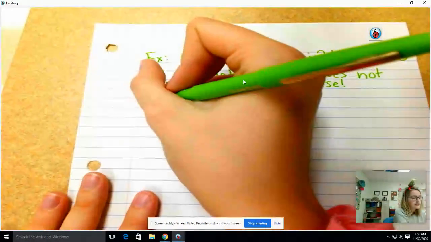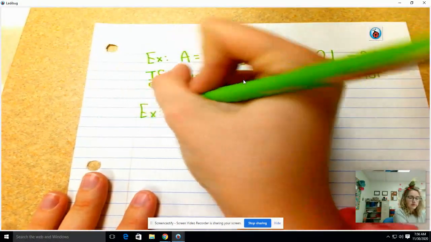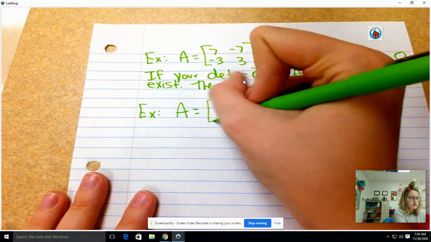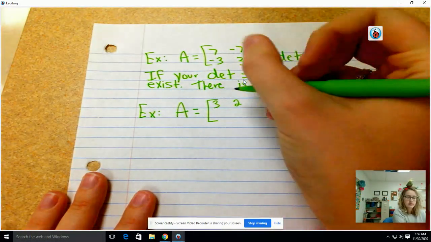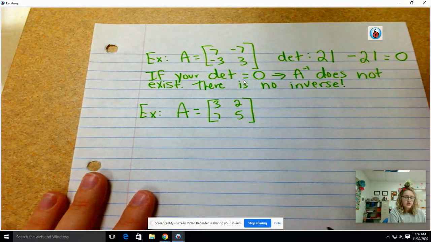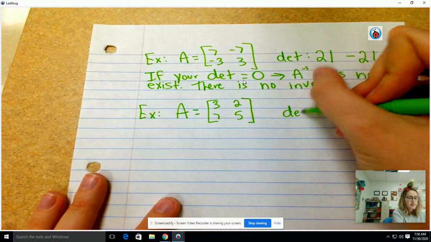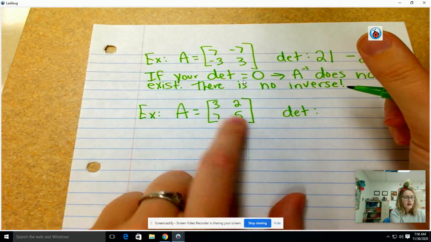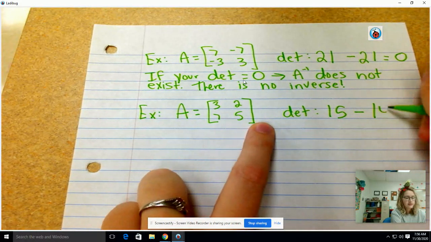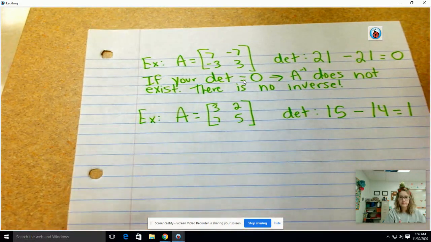And then our last example, we're going to have A equals 3, 2, 7, and 5. So we're going to find our determinant. 5 times 3 is 15, minus 7 times 2 is 14. So our determinant is going to be 1.